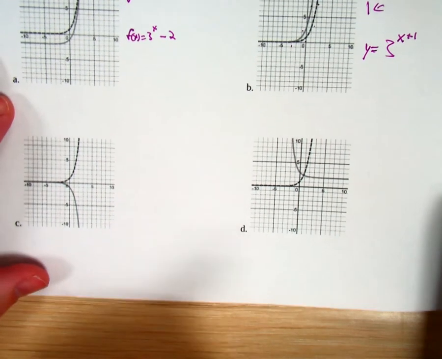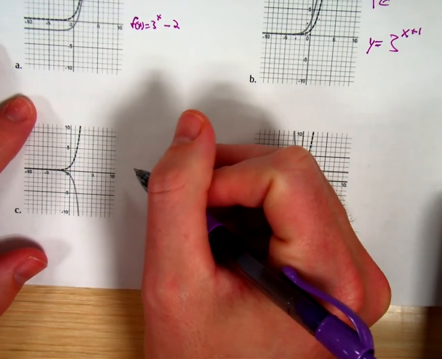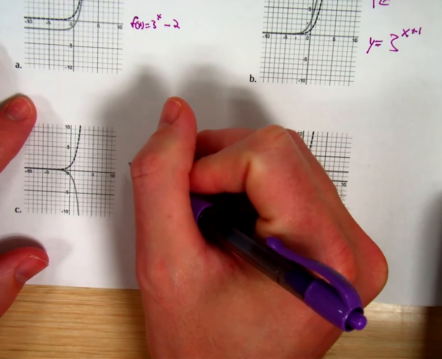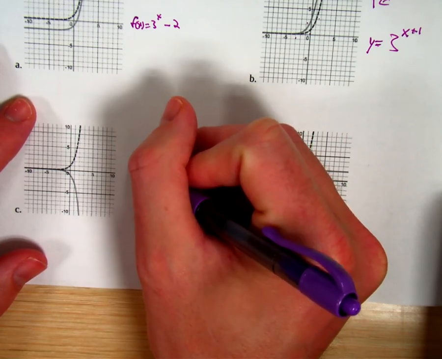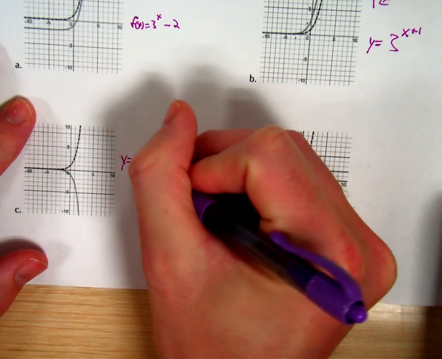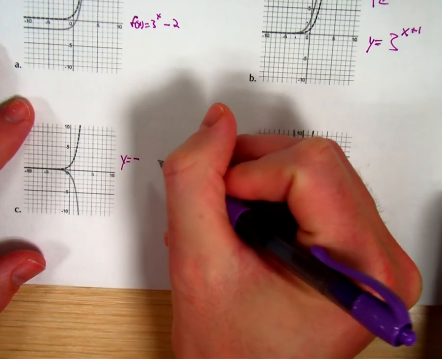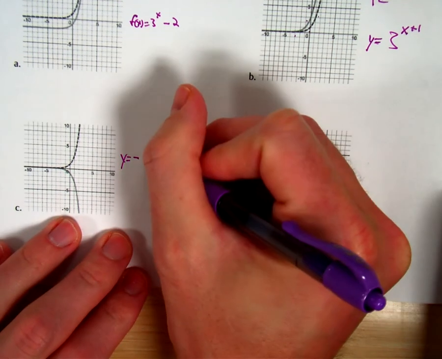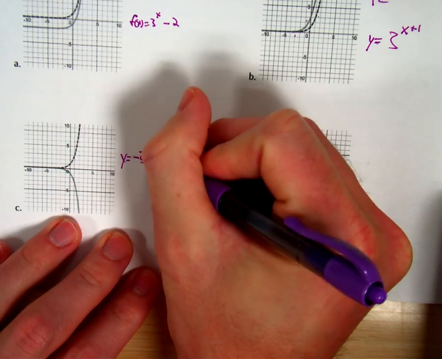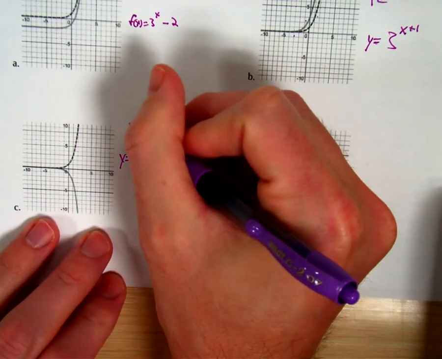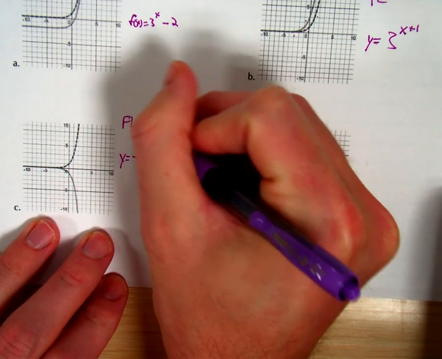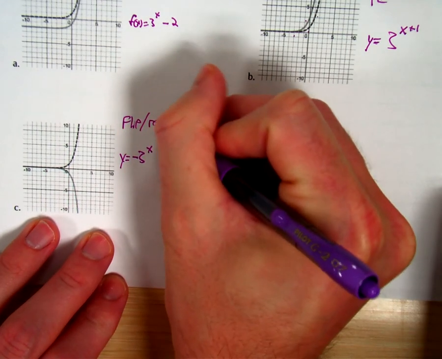Alright, bottom left, it looks like we just flipped it upside down. So that's going to be a negative to the whole thing on the outside. So this is going to be negative in the front. Excuse me. Negative in the front, 3 to the x. We reflect it over there. Flip or reflect.